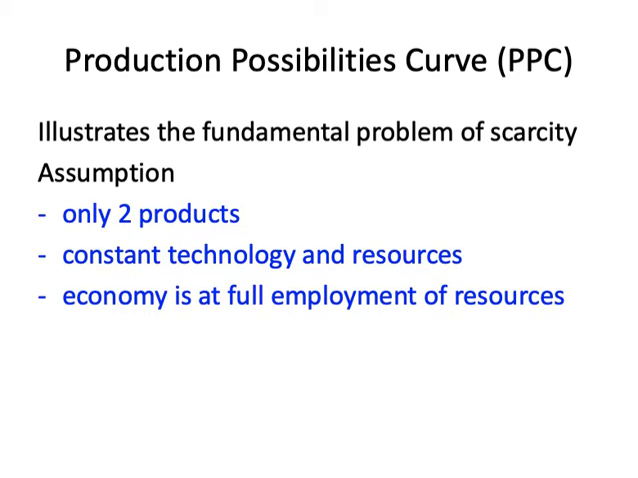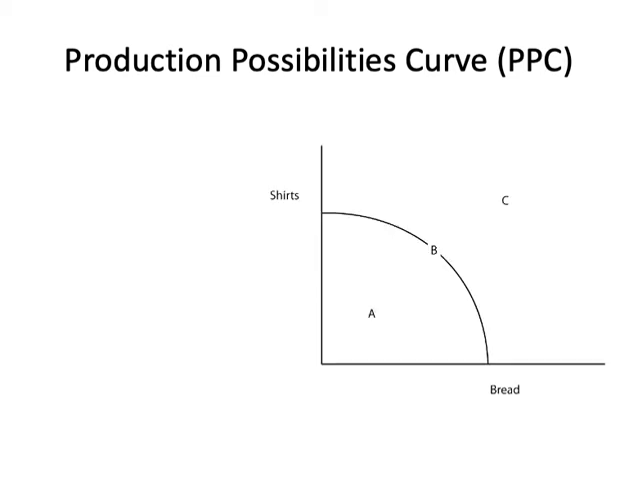The economy is at full employment of resources, and so we're looking at an extreme scenario, right, where we're operating at our capacity to operate. Okay, so these are three assumptions that we need to make sure we think about and understand as we look at this analysis. And so this scenario is our production possibilities curve, right?